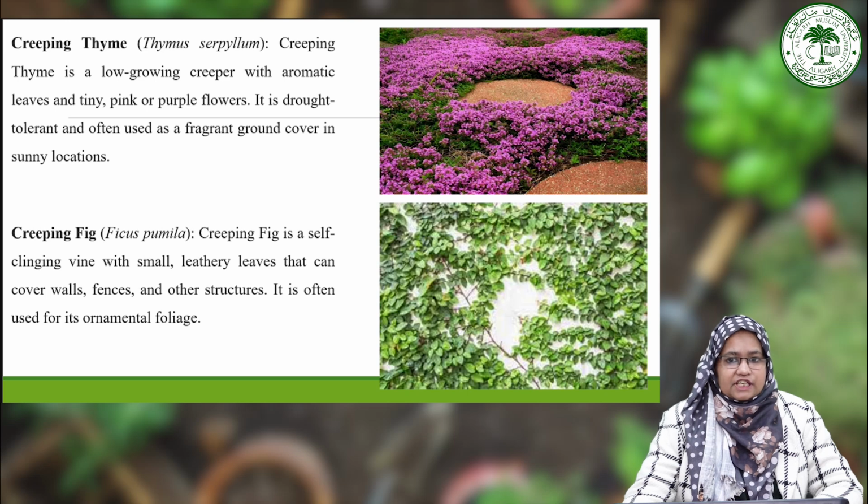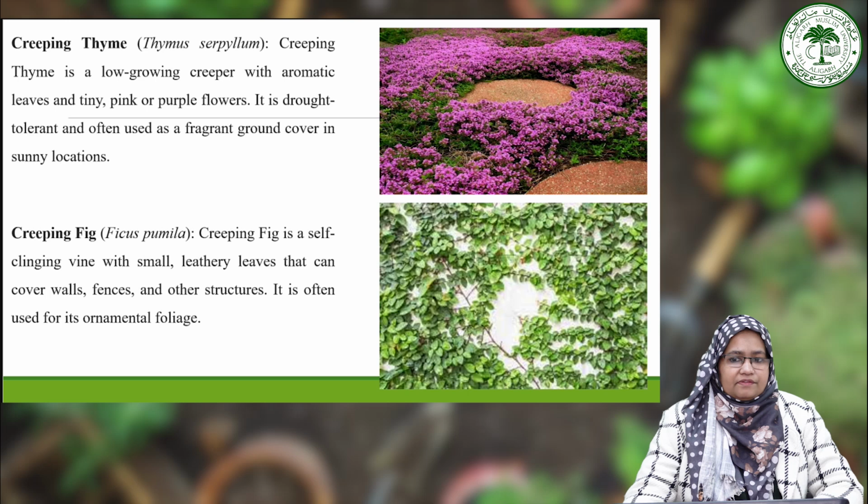The next one is creeping thyme, botanically known as Thymus serpyllum. Creeping thyme is a compact creeper characterized by its aromatic foliage and diminutive pink or purple blooms. Resilient to drought, it serves as an aromatic ground cover in sunny areas.